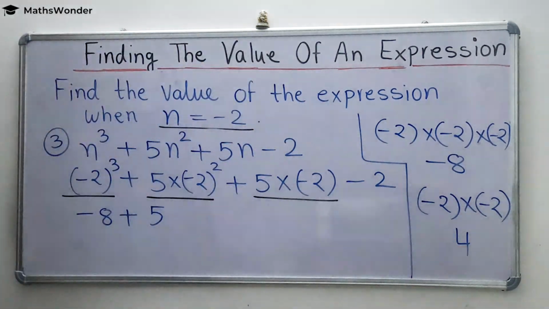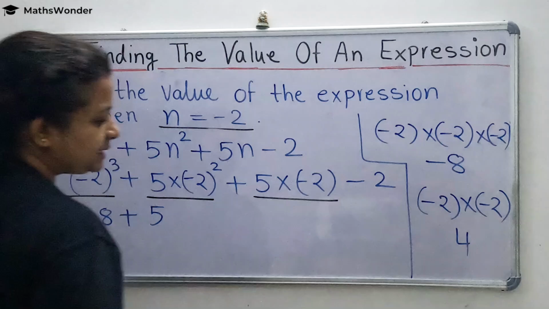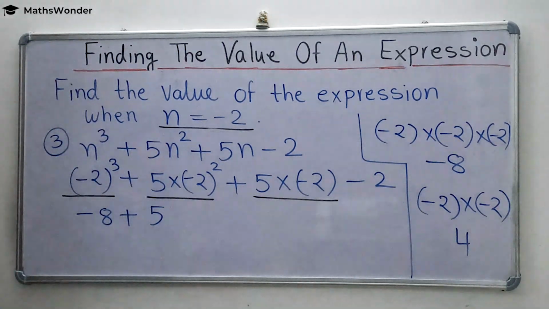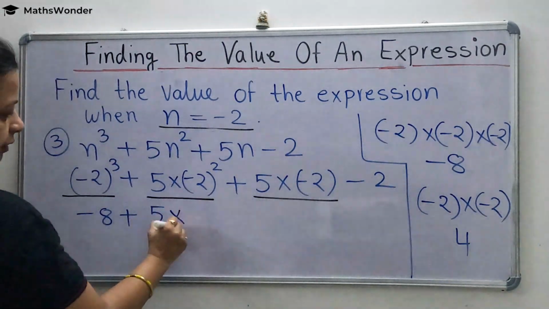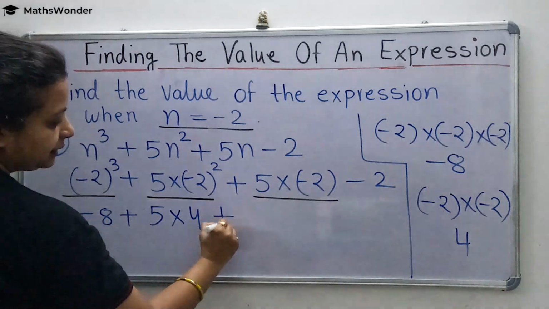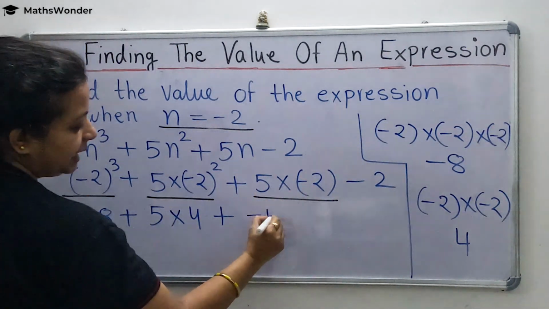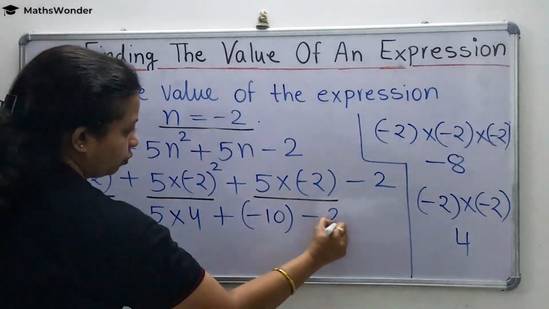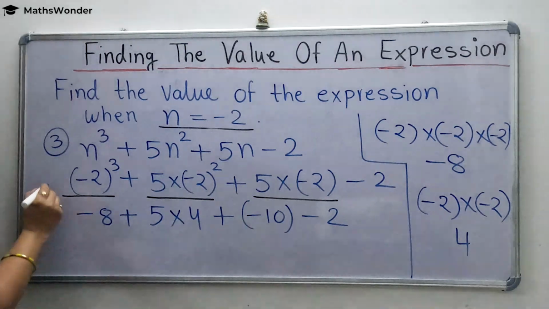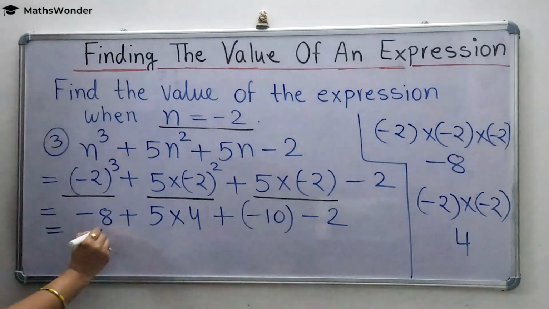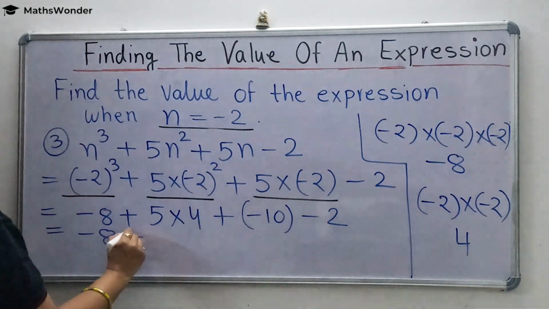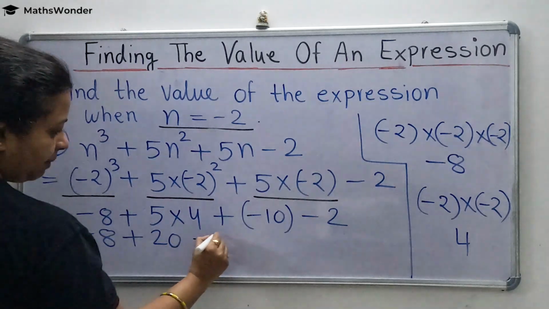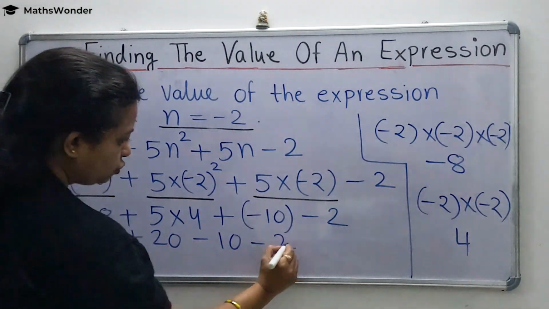So it's at 4. Because negative become positive. Because it's an even number of negative signs, you will put the positive sign. Plus 5 times negative 2 will be negative 10 and negative 2. Now one more step, we will simplify it. Negative 8 plus 20 minus 10 minus 2.